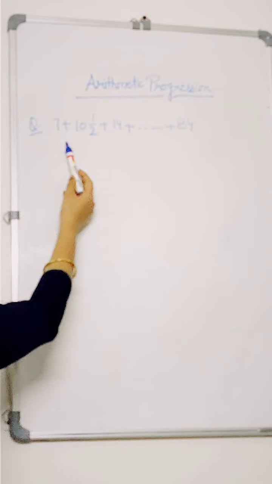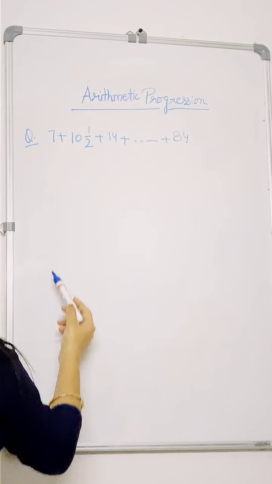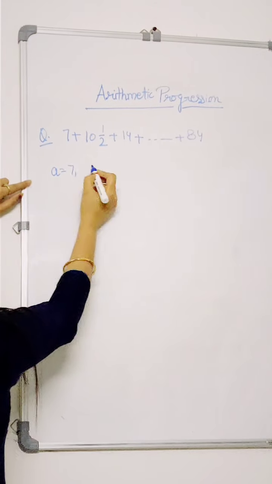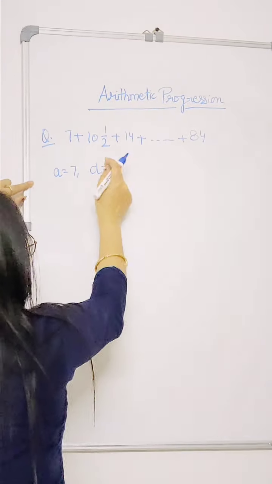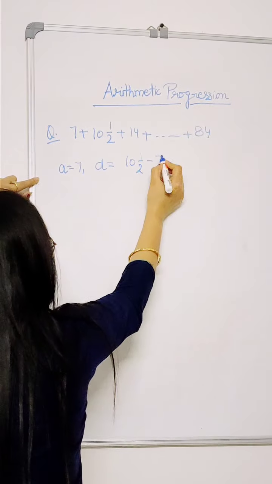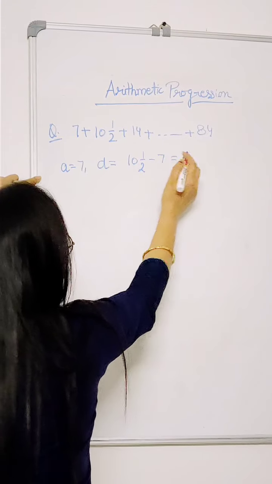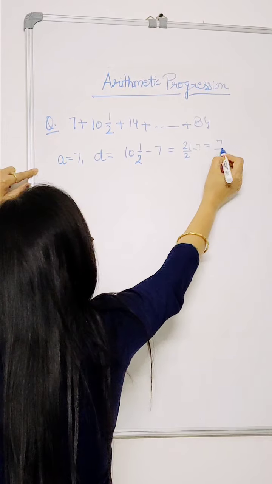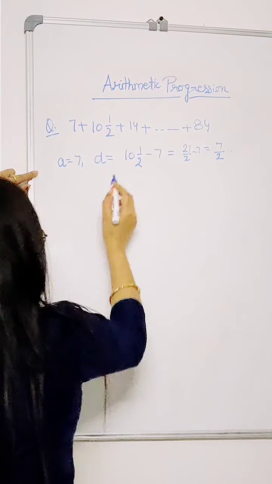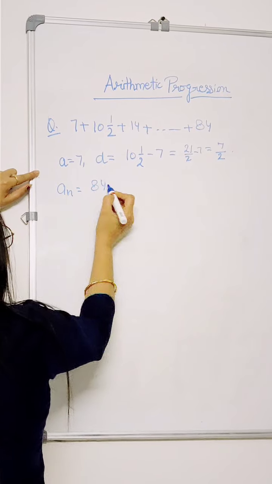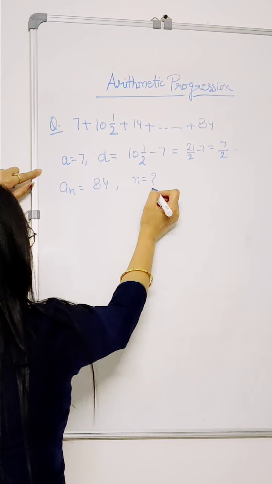Let a series in arithmetic progression be given like this. Here we see that a is equal to 7. If we have to find d, then we subtract the first term from the second term. It means 21 upon 2 minus 7, 21 minus 14 is 7 upon 2. Here the nth term is given as 84, and we have to find n and Sn.